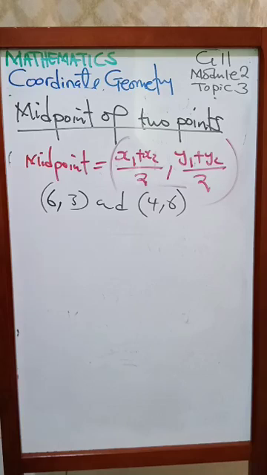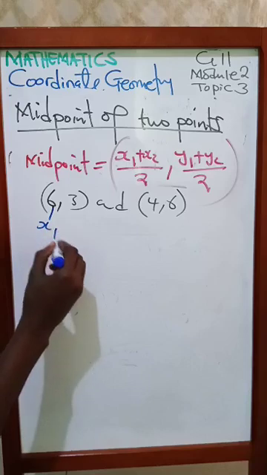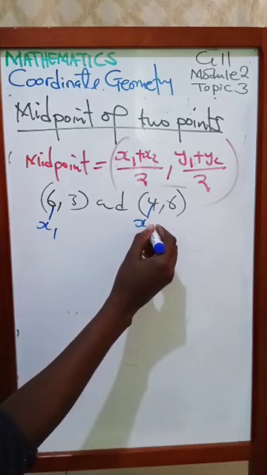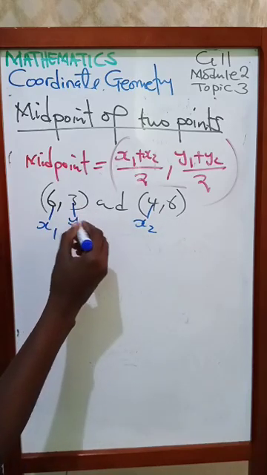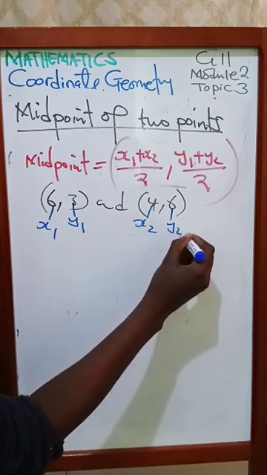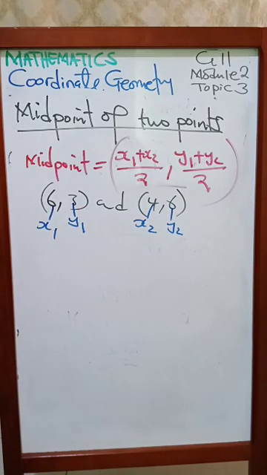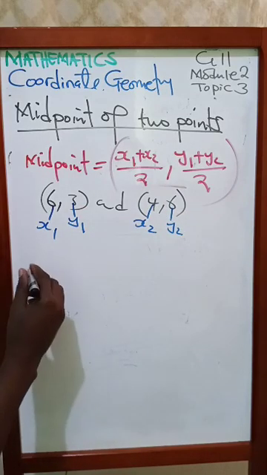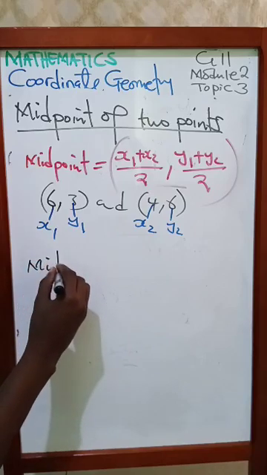In order to do that, as usual, you have to know your x1, your x2, as well as your y1 and y2. So you can make this one your x1, then automatically this one is going to be your x2. This one will be your y1, then this one is going to be your y2. After you've done that, you can proceed and find the midpoint.